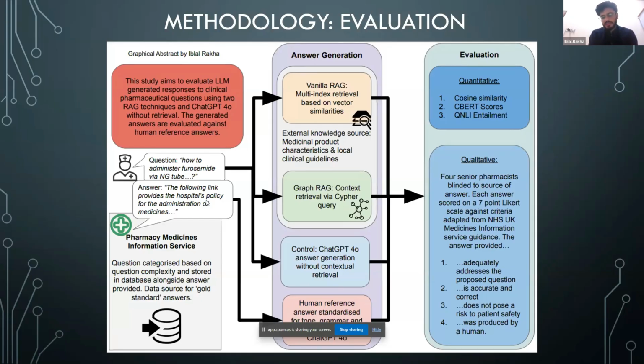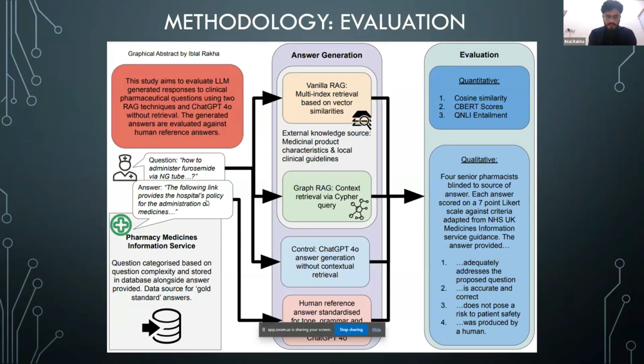However, the control method was there to ensure that the answer provided to the question was actually in line with hospital protocols and UK English, etc. So there were guidelines and context fed into ChatGPT 4.0, so there was prompt engineering involved. Lastly, there were the human reference answers that we had from the database. Those were standardized for grammar, tone, text, etc. Because these 4 answers were going to be graded by subject matter experts, we wanted to blind them to the source of that answer, so there were no biases that could creep in during the evaluation process.